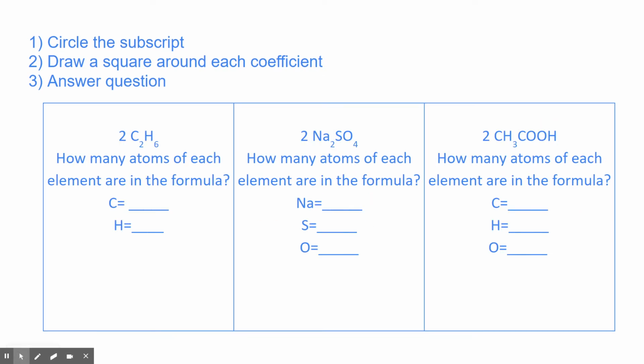In our next 3 examples, we're doing the same thing. Circling the subscripts, putting a square around our coefficient. Make sure you multiply there. So how many carbons are there? 4. How many hydrogens? 12.